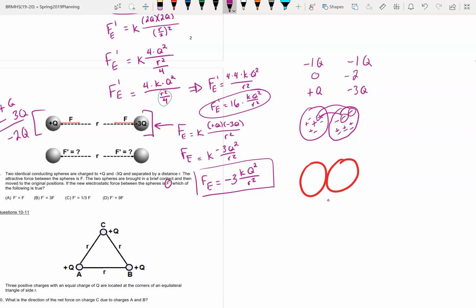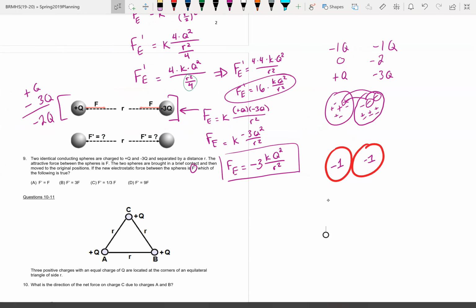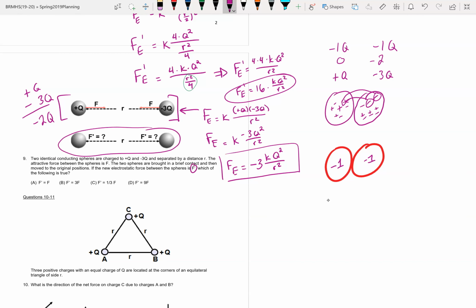So when we touch them together, the electrons are going to move uniformly, separate and move uniformly over both spheres like they're one giant conductor until everything's balanced out. So each one's going to be a charge of minus 1. Then we separate them back out to this original distance R in the picture. So now they're back at that original distance. So what's the new electrostatic force?